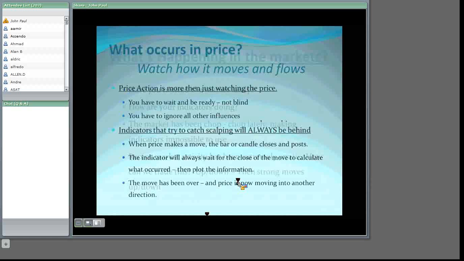Now, what occurs in price action is a little bit different because I'm not following an indicator. I'm not following anything as far as showing me what to do, but I'm actually following the flow. Okay, watch how the market is flowing, how it's moving. All right, so price action is really more than just watching the price. We have to understand what's happening with the price. What is price telling us, first of all, and what is price doing? And all those signs are there. If you know how to understand and read price, all the signs are there that we could use.